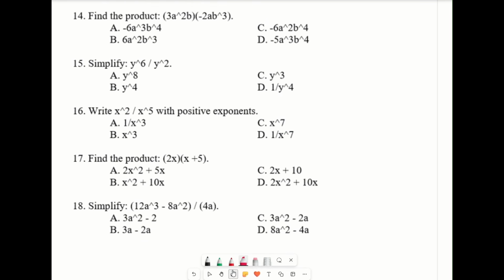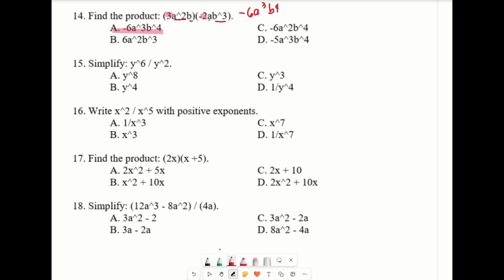Okay, so just multiply first our coefficient. We get 3 times negative 2. Okay, so 3 times negative 2, we got negative 6. A squared times A, we got A cubed. B times B cubed, that will be B to the 4th. Okay, so for number 14, we'll have letter A, negative 6A cubed B to the 4th.